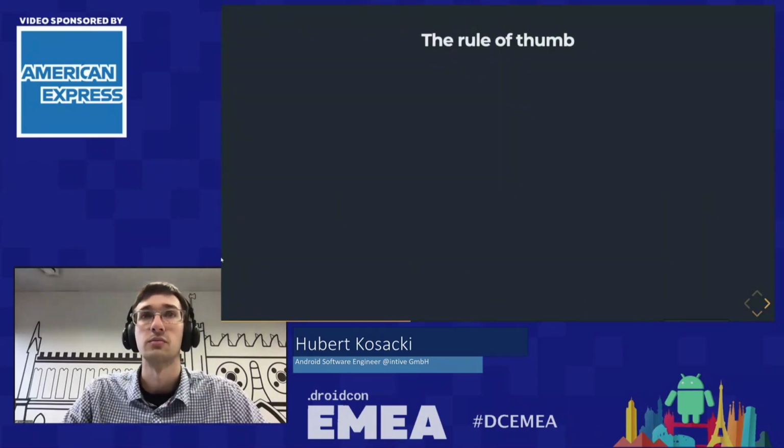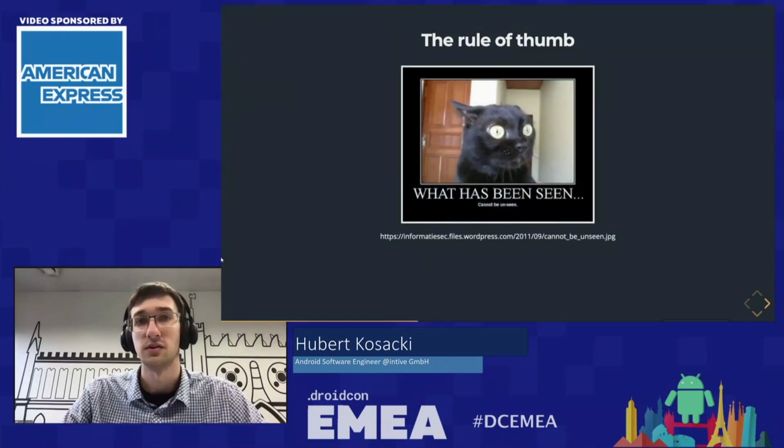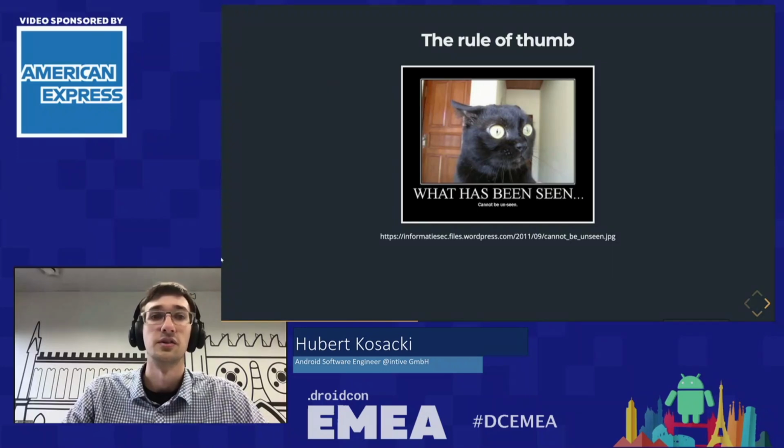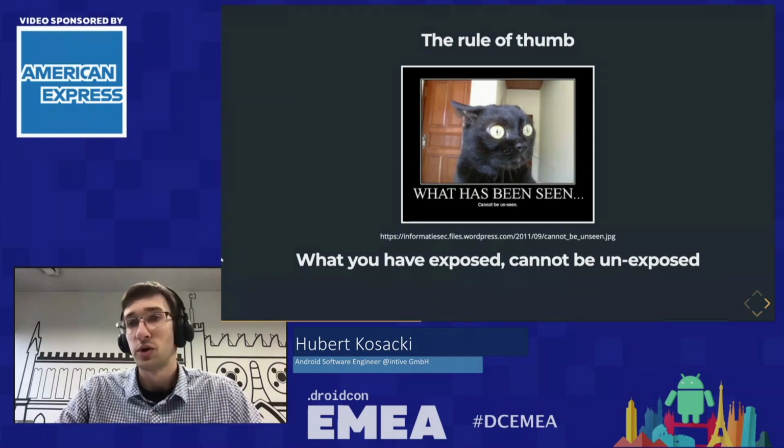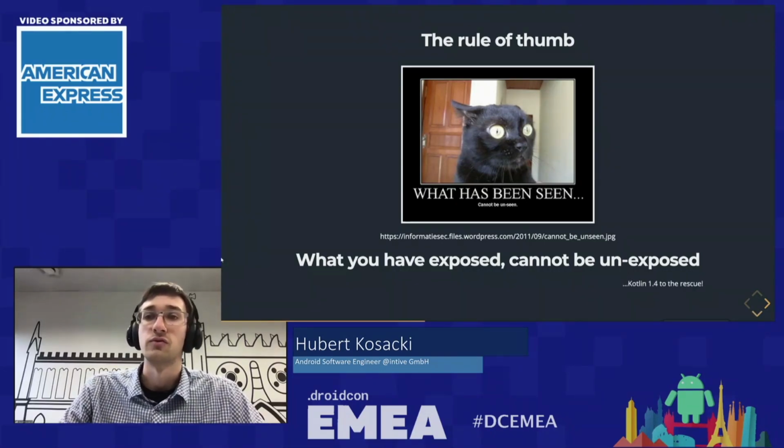Basically, the rule of thumb in terms of binary compatibility is that what has been seen cannot be unseen. Or in other words, what you have exposed cannot be unexposed. And this might sound a bit hard and requires us to be very cautious when writing library code. But fortunately, when Kotlin 1.4 was released, the authors of libraries can make use of one of the cool features that make our life easier.